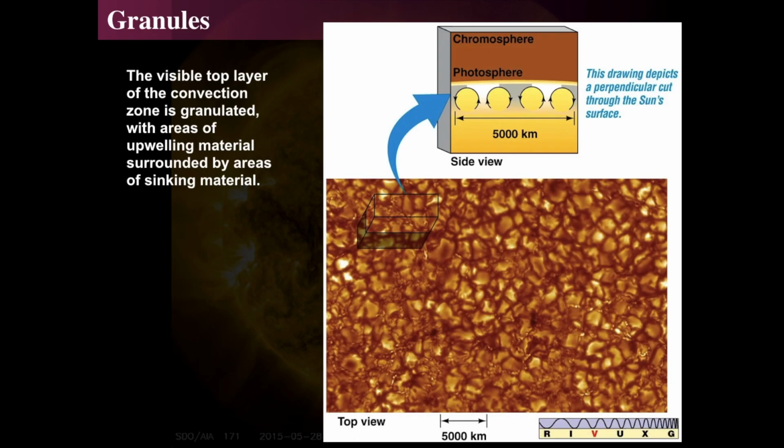Okay. In the background, you can see a kind of honeycomb structure, and it has a special name. Those are called granules, and granules are the visible top layer of the convection zone of the sun.